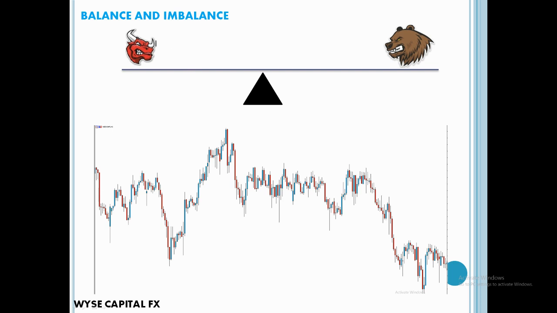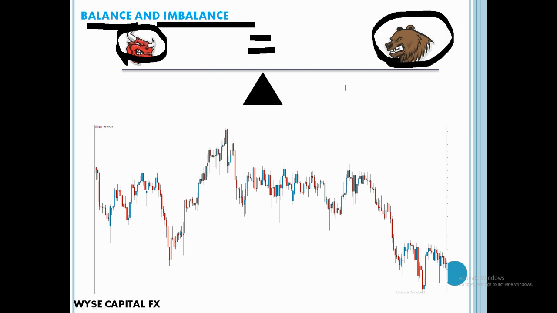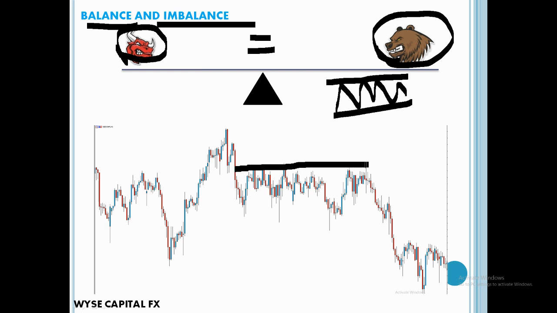Now, the concept of balance and imbalance. A balance is a state of equilibrium. If we have buyers being equal in strength to bears, price will tend to consolidate. Now, it's very important that I show you this in the chart. Clearly, you can see this area here, this zone here. Do you see? Price is consolidating sideways.